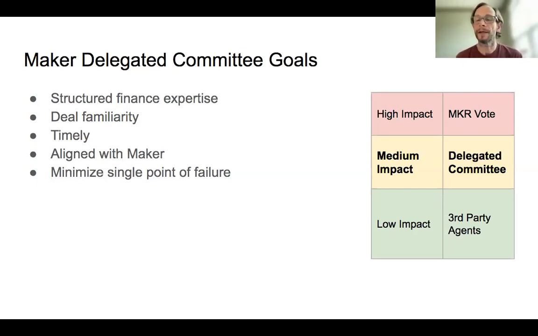You could have a committee, for instance, somebody from real world finance, they know the underlying deals. Maybe you have a legal person there. Maybe you have somebody from SES just as they know the Maker system. Maybe you have a delegate or a different delegate or two delegates, to give Maker token holders some visibility. I don't know what the answer is. I mean, we're designing this for Maker for the first time.